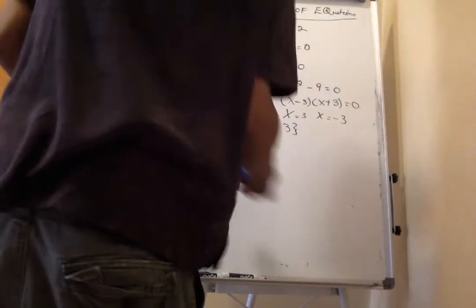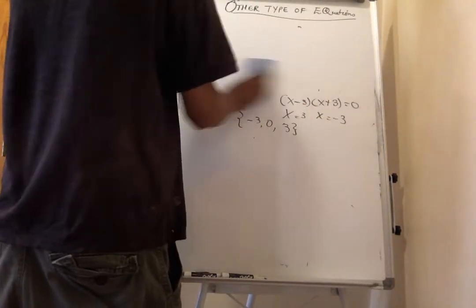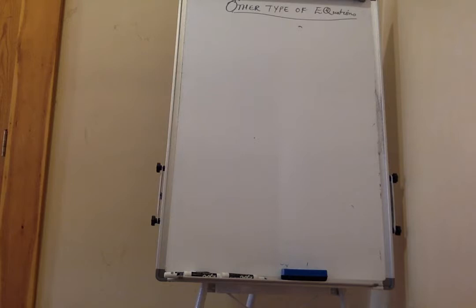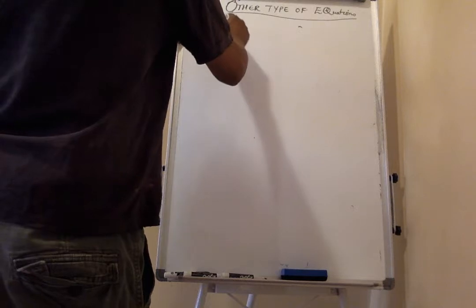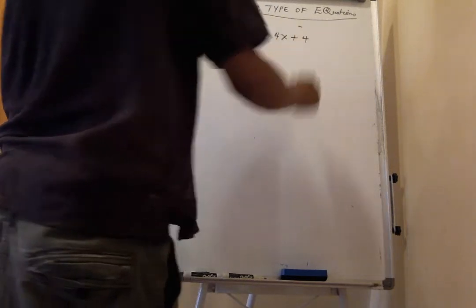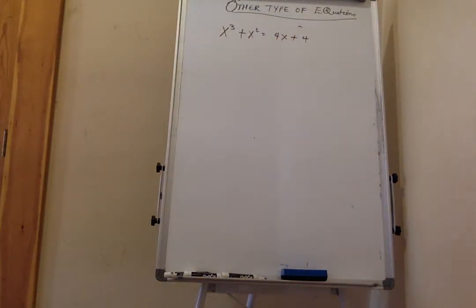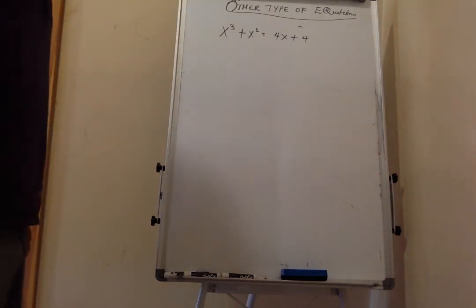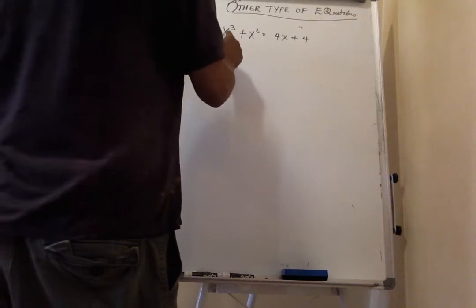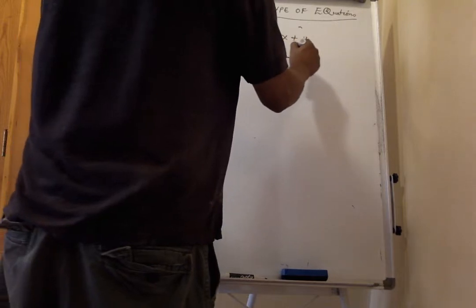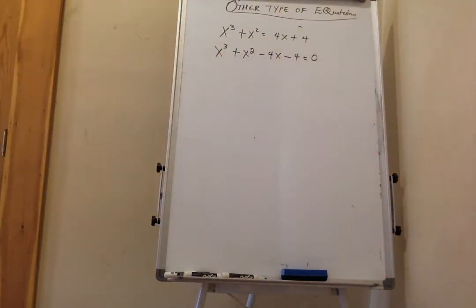Now, let's do factoring. So suppose you have x cubed plus x squared is equal to 4x plus 4. Again, the ideal thing to do is set the entire expression equal to 0. So you have x cubed plus x squared minus 4x minus 4 is equal to 0.